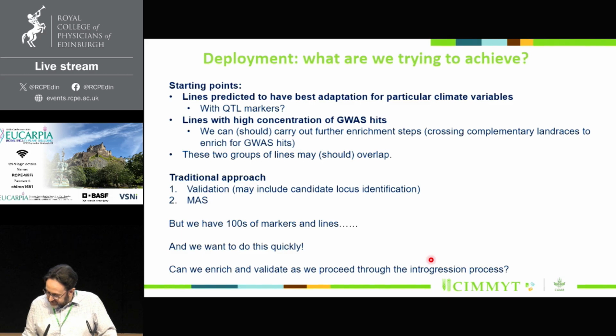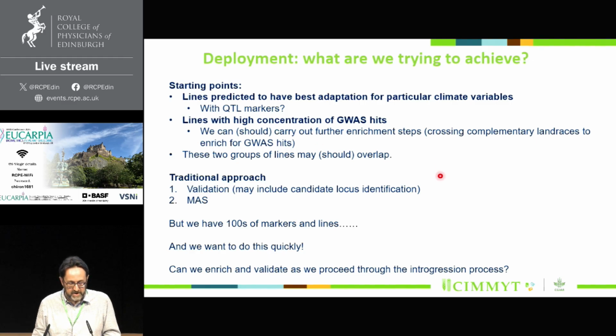What I want to focus on for most of the rest of the talk is deployment. So what are we trying to achieve with the deployment here? Our starting point, we have some lines that are predicted to have the best adaptation for particular climate variables. Some of these might have QTL markers, or they might have just been found in other ways. And we have lines where we've concentrated a high number of GWAS hits for a particular environmental stress. These two groups of lines may, or they should, overlap. Also, with the concentration of GWAS hits, we can cross these lines we've selected with a high number of positive alleles to try and enrich them further, and we should do that.